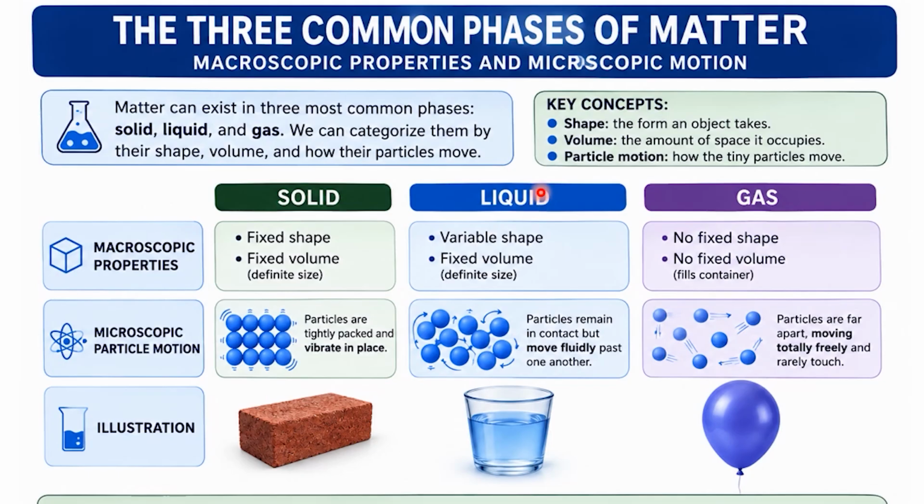A liquid, on the other hand, still has a fixed volume, but its shape is variable. It'll just mold to the shape of whatever container you put it in because the particles, while still touching, are able to move fluidly past one another. Finally, a gas has absolutely no fixed volume and no fixed shape. It's going to expand to completely fill its container because the particles are far apart, moving totally freely, and they very rarely even touch.